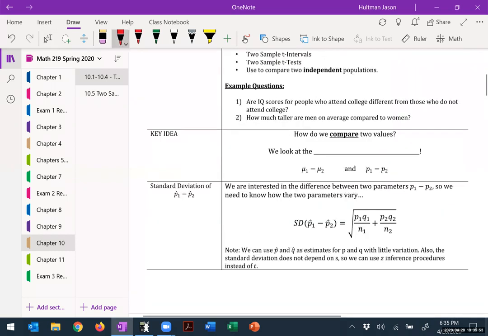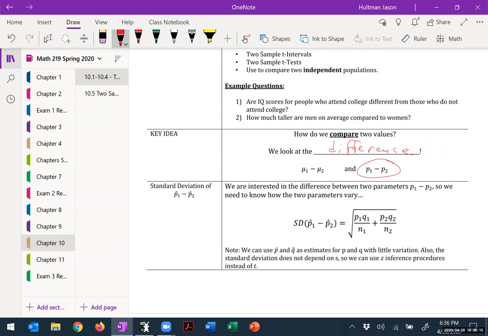Okay, how do we compare two values? We look at the difference of the values. We look at P1 minus P2. That's how we do it. We find the difference in the values.